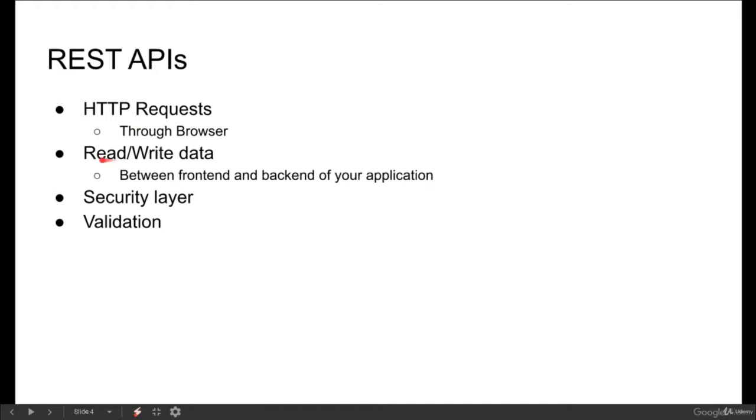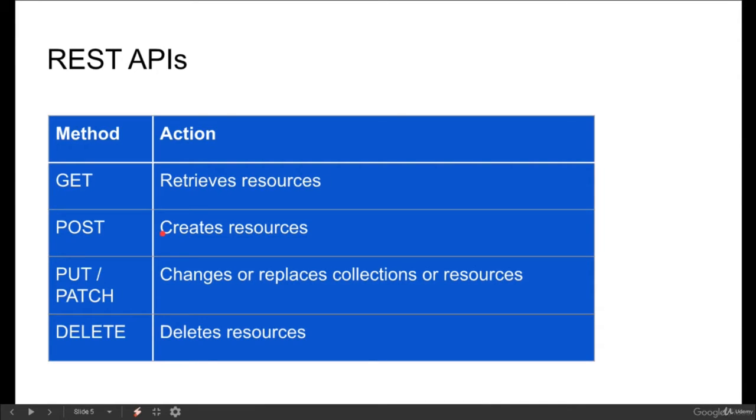They provide a means to read and write data between the front end and back end of your application. They provide a security layer as well. If you have web APIs, you can also insert a level of validation and restrictions. So things that you don't want making it into your database or backend are caught or filtered on the API layer, and many more other advantages, but this is a very quick refresher.